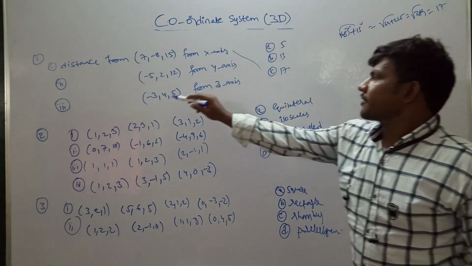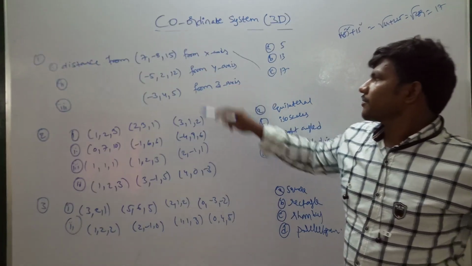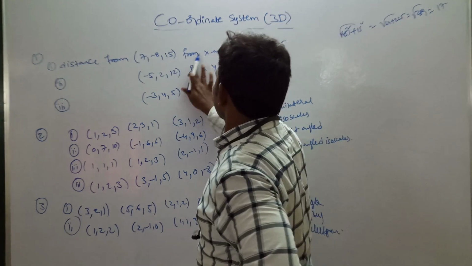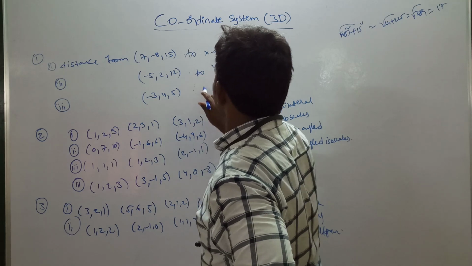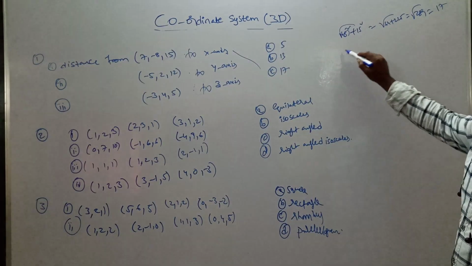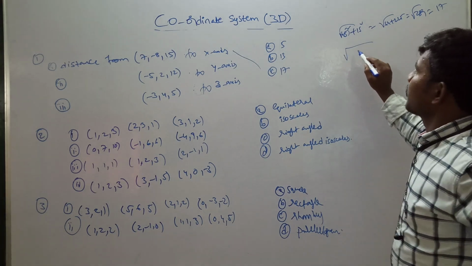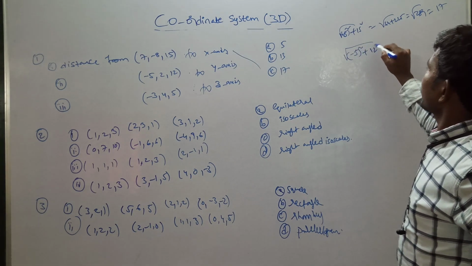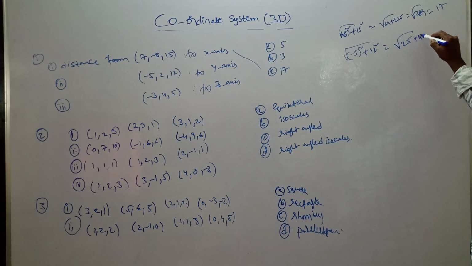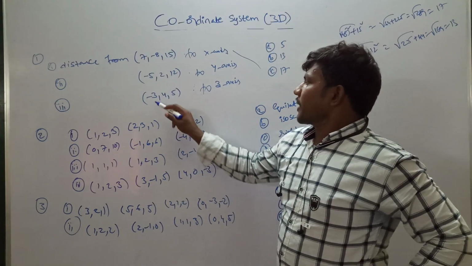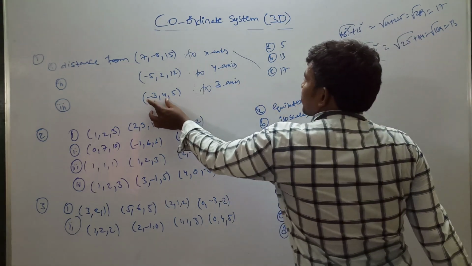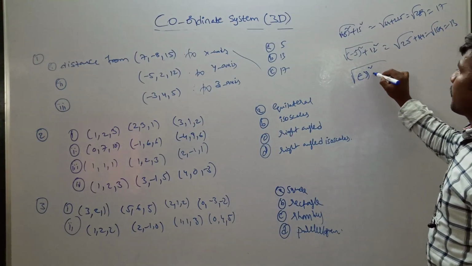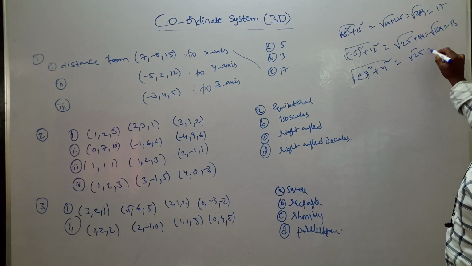Next, the distance from (minus 5, 2, 12) to the y axis is the root of minus 5 square plus 12 square. This is equal to 25 plus 144, root 169, that is equal to 13. Next, the distance from (minus 3, 4, 5) to the z axis is the root of x square plus y square, minus 3 square plus 4 square, that is equal to root 25, that is equal to 5.